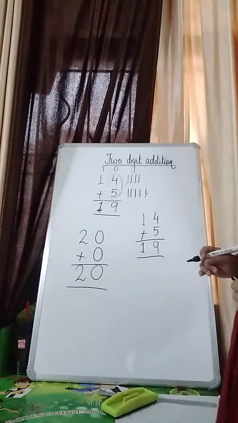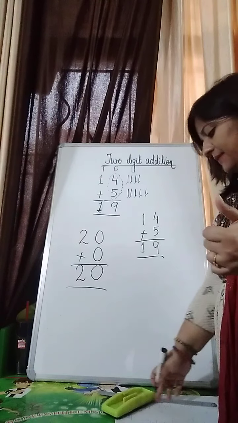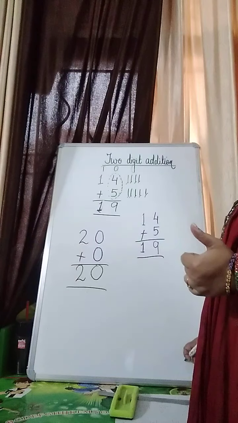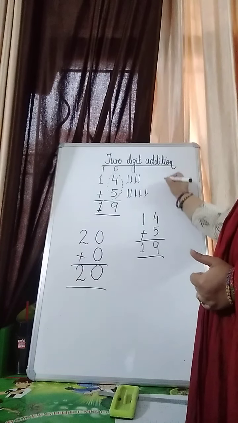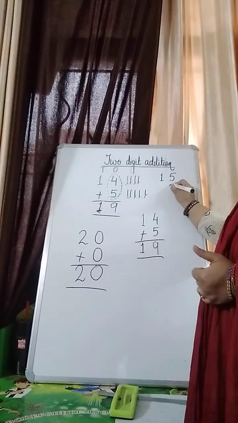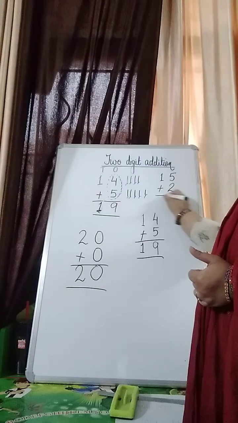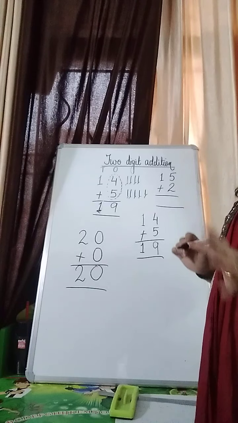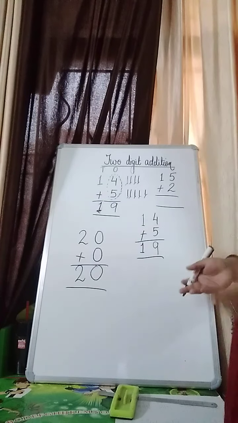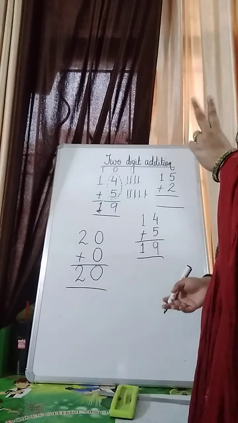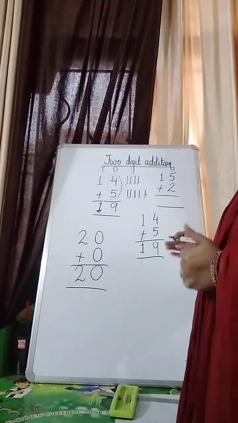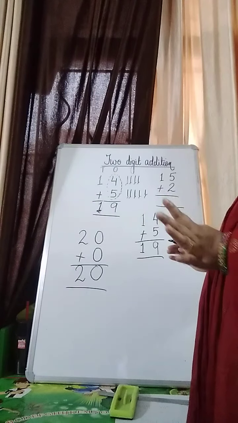Now, suppose I give you one more sum. I will take one more sum, and I am taking here 15 plus 2. Again 15 plus 2. For that also you have two patterns. You can use your fingers for adding it, or you can use a simple number line. First I will show you the number line format.